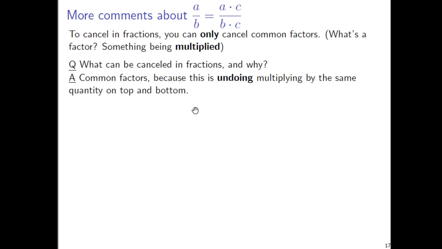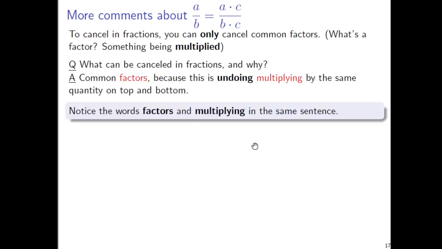We only said it's okay to multiply by the same thing on top and bottom, and all we're doing is undoing that thing that's okay, so that should be okay as well. Notice, in fact, that there's the word factors and the word multiplying in the same sentence. These are connected because factors, by their definition, those are things that are being multiplied. Okay, so let's warm up to a bigger idea we're going to take a look at in just a moment.